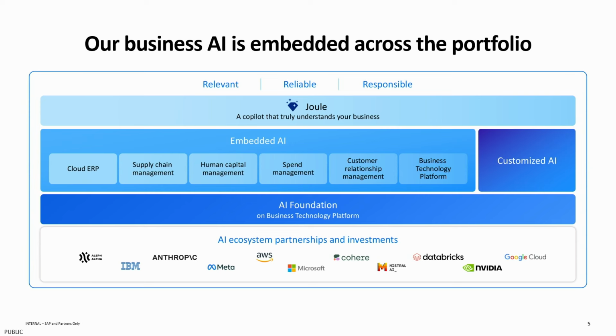On top of that is Joule. So Joule is our co-pilot that spans across all the tools that we provide. So it's not limited to S4, not limited to SuccessFactors. It's there everywhere. So it can understand what you said, and the continuity across the system is also maintained. It knows your data, and it's very personal to your business, right?